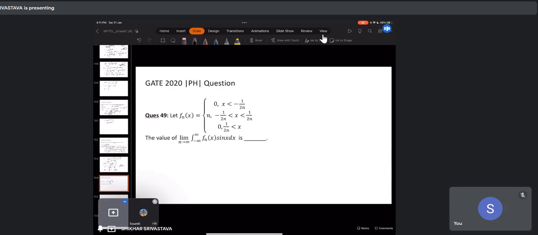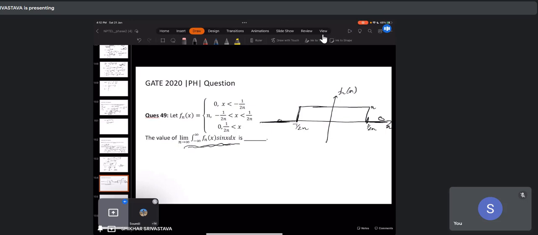Yeah, this is another question where they have given some function f_n(x) which is 0. So let us draw. There is some function f_n(x) which is just defined between these two limits, minus 1 upon 2n and 1 upon 2n. Within these two limits, your value is n, and outside these limits, the value of this function is 0. So they have asked what is the value of this integral.